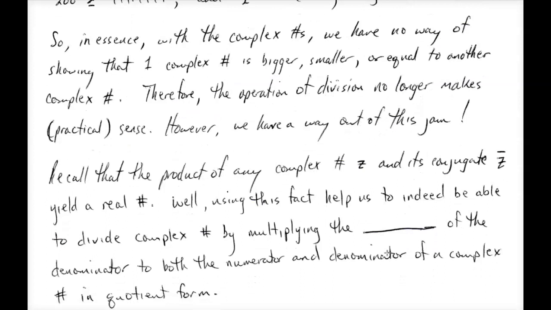Now, it turns out that we do have a workaround. If you recall, the product of any complex number, and I'm just calling it z here, and its conjugate, which we call z bar, yields a real number. Well, using this fact will help us to indeed be able to divide complex numbers by multiplying the conjugate of the denominator by both the numerator and denominator of a complex number in quotient form.